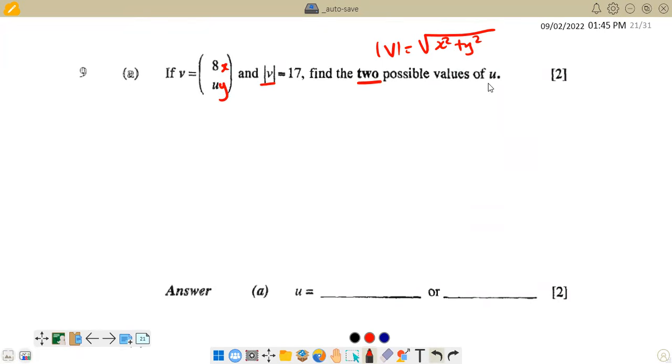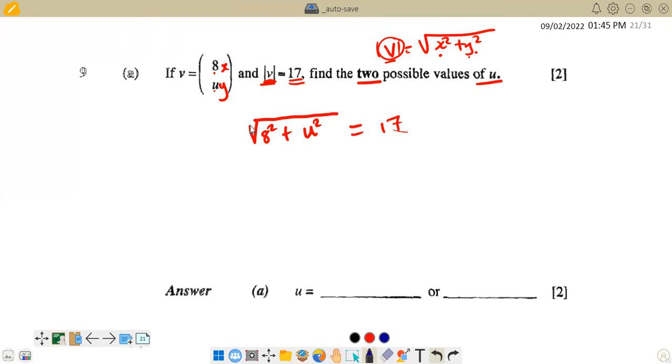Since I want two possible values of u, I'm just going to substitute here because I'm given the modulus, and I know that the modulus is equal to the square root of x squared plus y squared. My x here is 8, so it's 8 squared plus y, in this case u, so u squared, is equal to the modulus that you're given. You're given that the modulus of v is 17, so this is equal to 17. So what have I done? I formulated an equation where I have to solve for u.